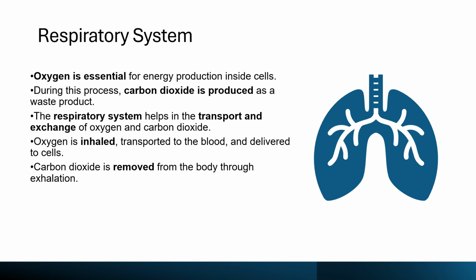So as you all know, oxygen is an essential thing for energy production inside the body cells. During the energy production process inside the body cells, carbon dioxide is produced as a waste product. And what the respiratory system of our body does is that it helps in the transport and exchange of oxygen and carbon dioxide. So oxygen is inhaled from the air to our lungs, then it is transported to the blood from there, and it is delivered to cells through blood.